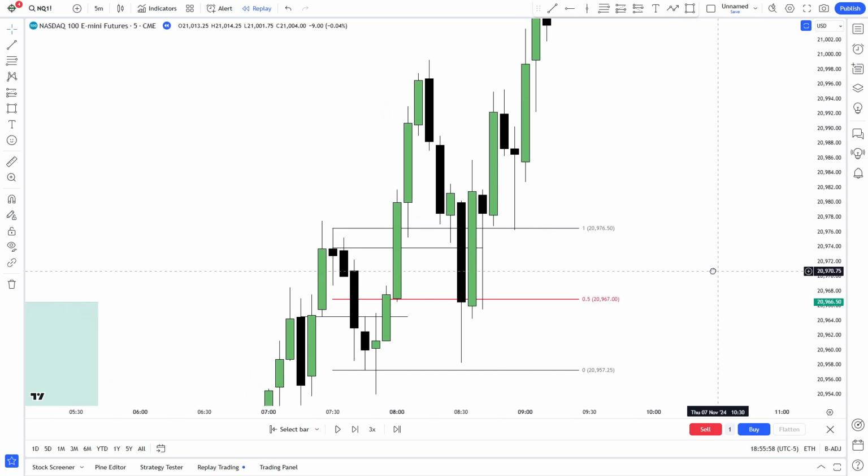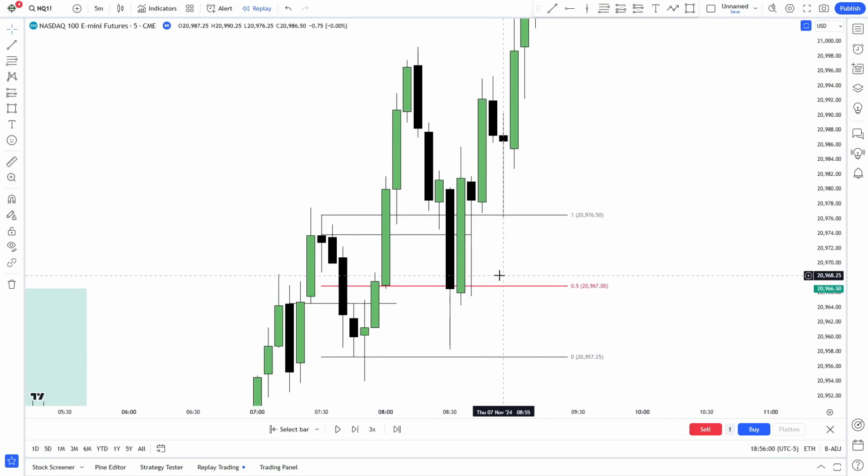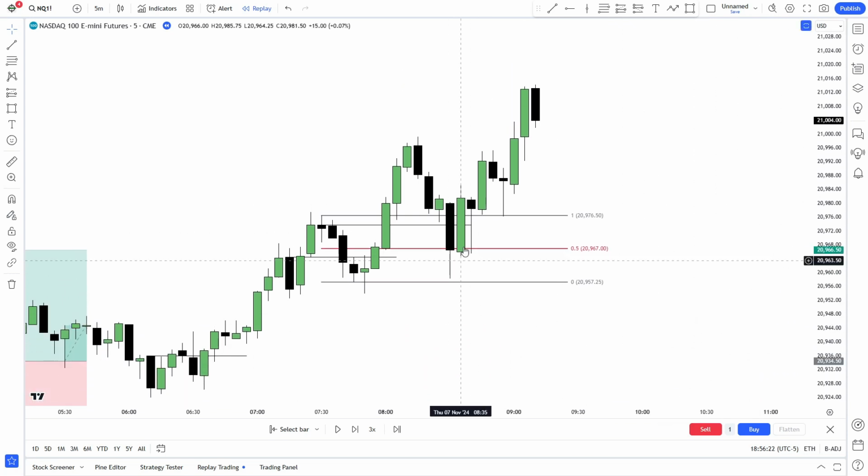And as you guys can see, a typical signature of price is that when we are bullish, we will close in the upper half of the order block. And as you guys can see, that's what we did. We did not close below 50%, indicating to us that we are in fact bullish.